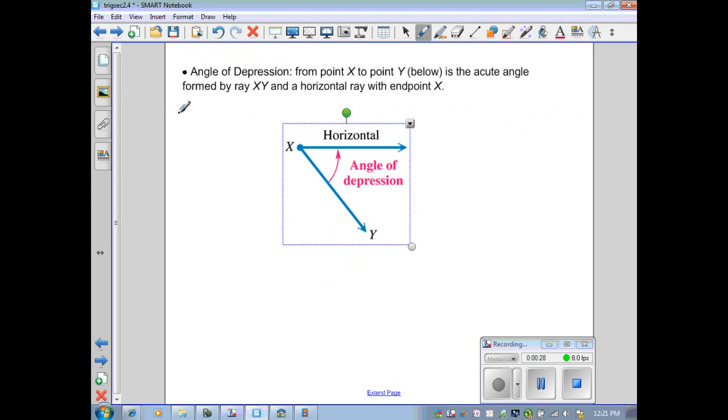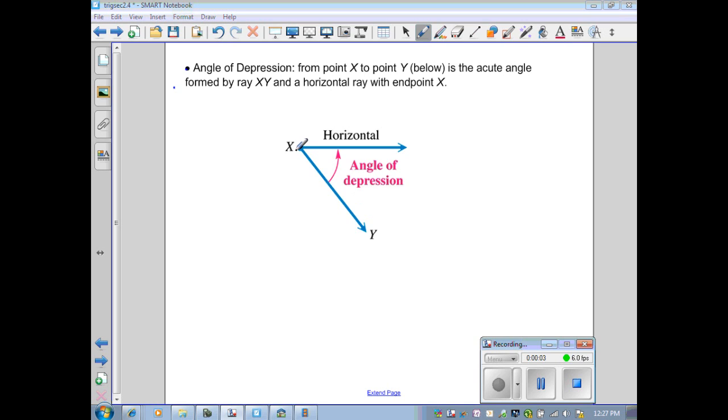The next slide shows an angle of depression. Again, this is the book definition. But if we use the definition I just used, which is, again, a person has a horizontal line of sight and then looks down, the angle generated by that horizontal line of sight and him or her looking down would generate an angle of depression.